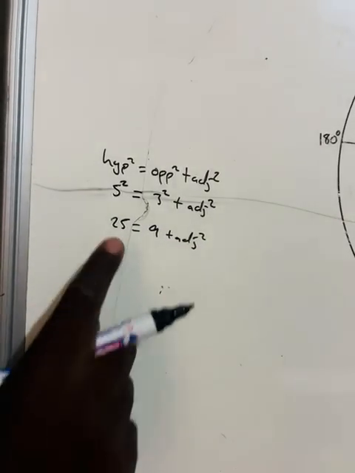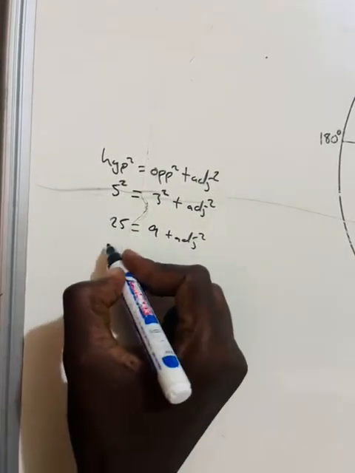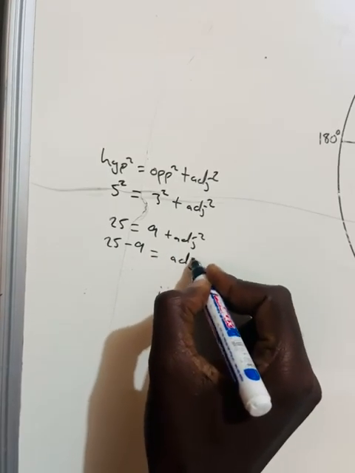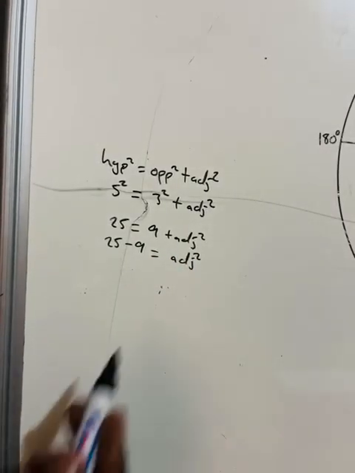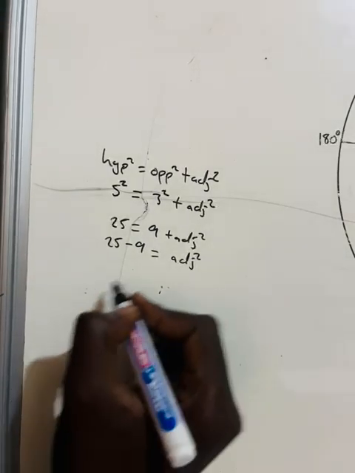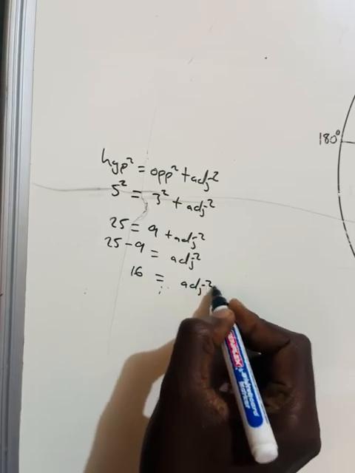Now, what am I going to do? I'm going to transpose this 9 because these two are like terms. So now we say 25 minus 9 is equal to adjacent squared. And when we say 25 minus 9, what do we get? We get 16. So here we have 16 is equal to adjacent squared.